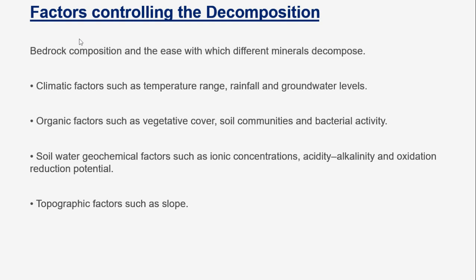There are different factors that result in the decomposition of the minerals, and thus the different minerals decompose at different rates. The different factors include the climatic factors such as temperature range, rainfall and groundwater level, organic factors such as vegetative cover, soil communities and bacterial activity, soil water geochemical factors such as ionic concentration, acidity, alkalinity and the oxidation and reduction potential, and the last one is the topographic factors such as slope.